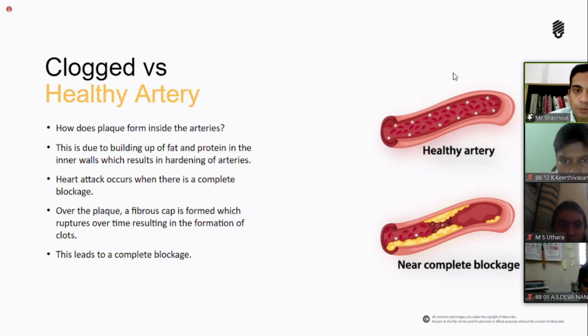Clear? Yes, sir. All right. So it starts with the buildup of fat and protein, and it subsequently gets converted into blood clots, and that is what leads to blockage in the arteries. Clear, everyone? Yes, sir. Okay. Any confusion up till here? Anyone? All right.